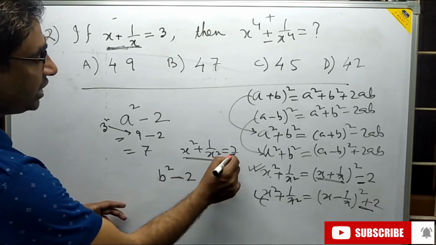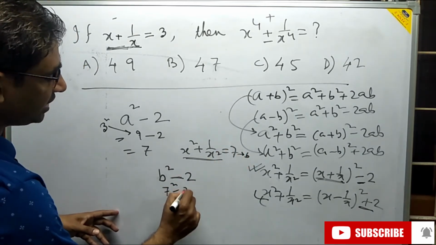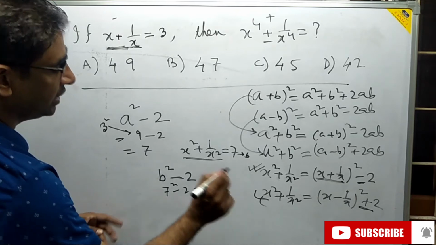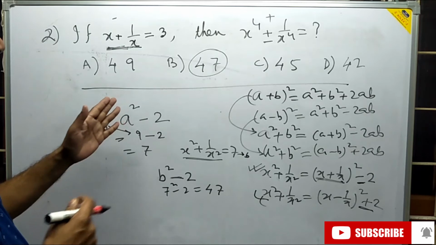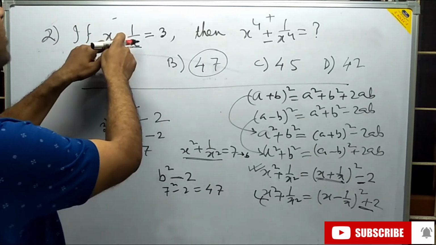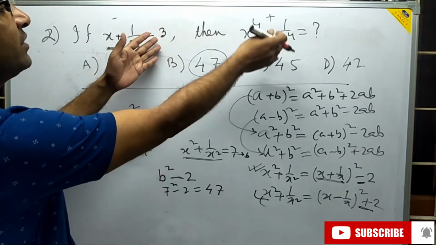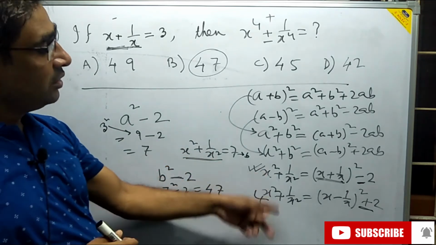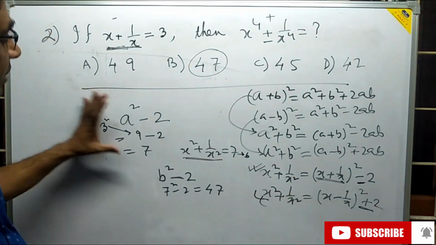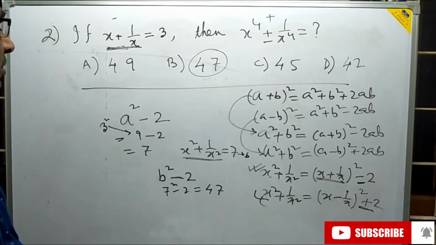B square minus 2, what is the value of b? Consider this one as b. 7 square minus 2 is equal to 47. So easily we can use this formula. If I explain this one as if this one plus, then use minus formula and this square minus this square, you can do the sum easily. But if you know the basic also, then you can understand easily. So I explained these basic formulas with this shortcut formula.